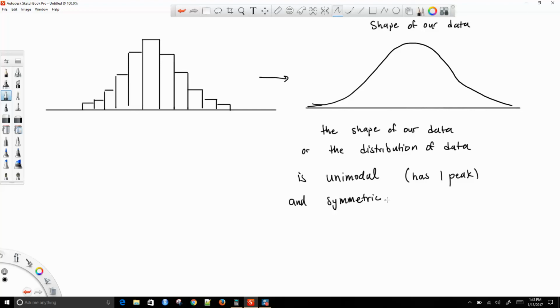Okay. And in this case, symmetric would mean that values that are extremely high, so if this is the middle, and this is values on the high end and values on the low end, symmetric means values that are extremely high are about as common as values that are extremely low.